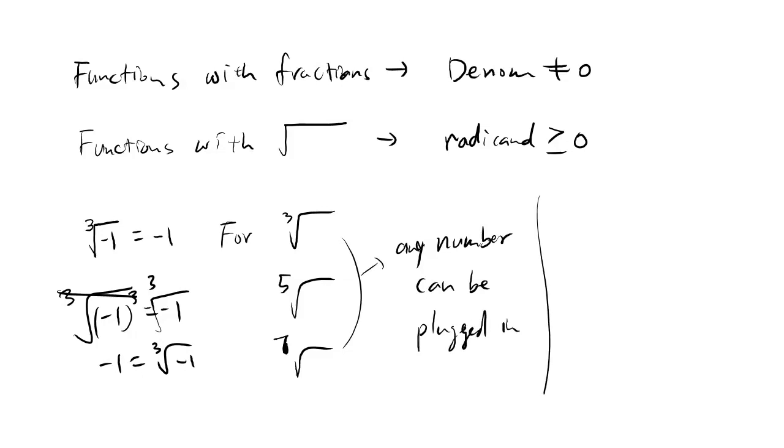On the other hand, if you have a 4th root, 6th root, all the even roots, in this case the radicand has to be non-negative. Okay, it has to be 0 or positive. Okay, so let's do 2 more examples and we should be able to understand what we're doing. So find the domain of, first, number 1, f of x equals x cubed over x squared minus 3x plus 2.